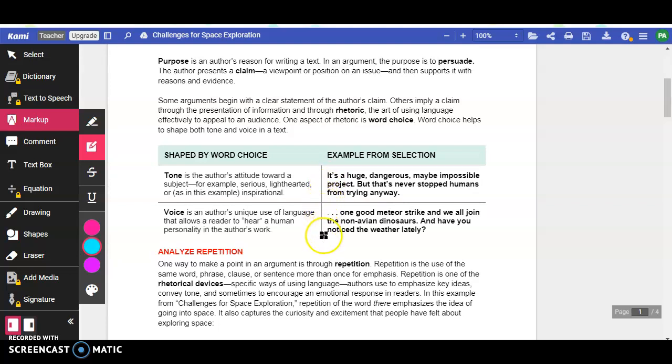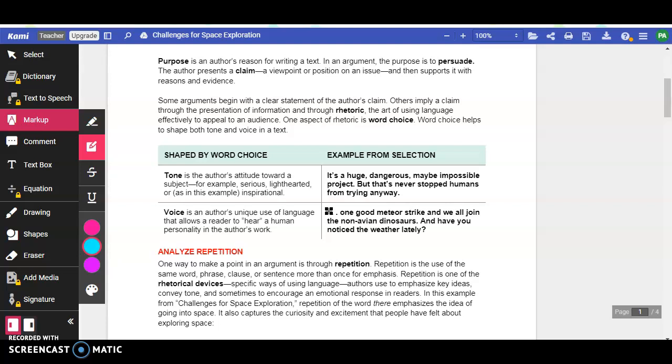In paragraph 5, it says, "One good meteor strike and we all join the non-avian dinosaurs. And have you noticed the weather lately?" The non-avian dinosaurs are those that weren't able to fly, that were destroyed in the meteor. In this example, the author shows a bit of personality with this sort of joking, almost sarcastic statement, and this question about "have you noticed the weather lately?" which is sort of ironic, given that we're out of school today because of some very, very extreme weather.